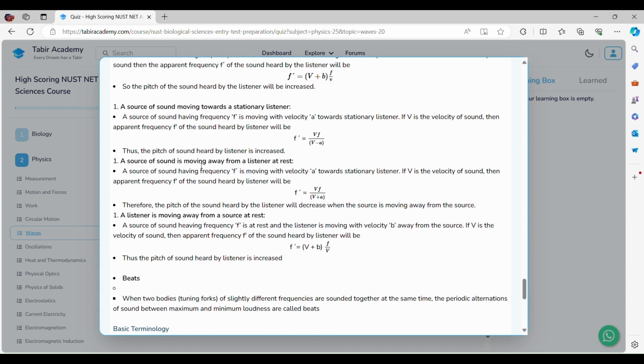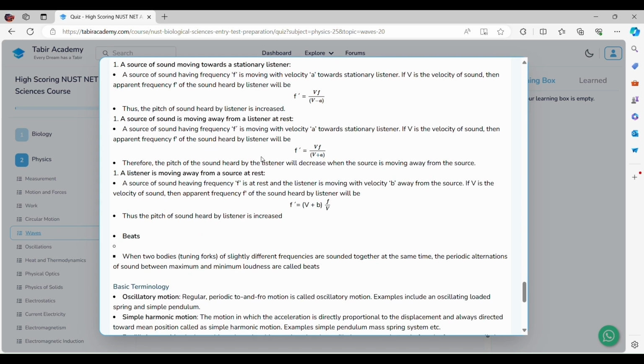A source of sound is moving away from the listener at rest. A source of sound having frequency f is moving with velocity a away from a stationary listener. If v is the velocity of sound, then the apparent frequency of the sound heard by the listener will be vf over (v plus a). Therefore, the pitch of the sound heard by the listener will decrease when the source is moving away from the listener.